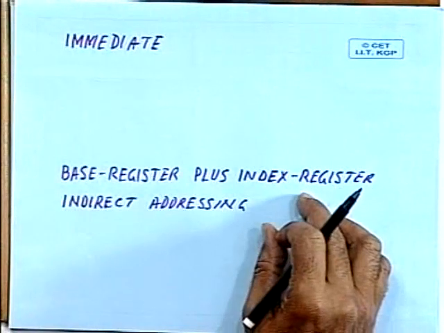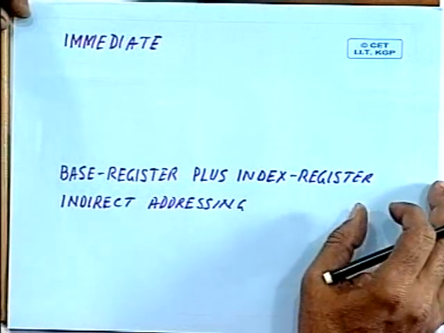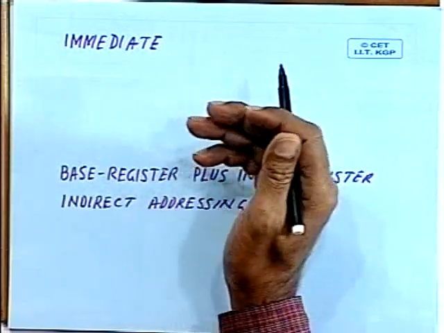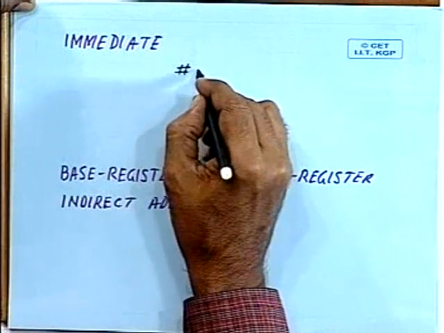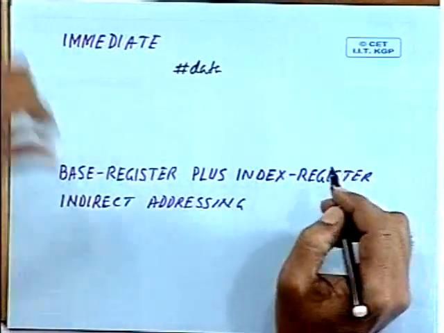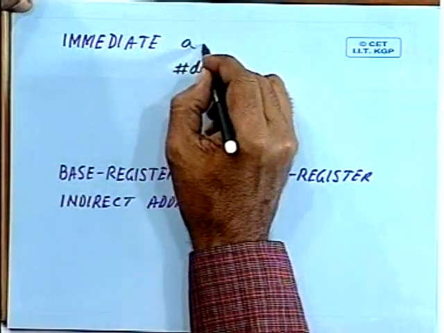Then you have got immediate addressing. Immediate addressing is particularly used to read immediate data. As we know, whenever you are transferring some constant, then you have to use immediate data, and the typical symbol used is this, and then you provide the data. So some immediate data can be loaded into the program with the help of this immediate mode of addressing.